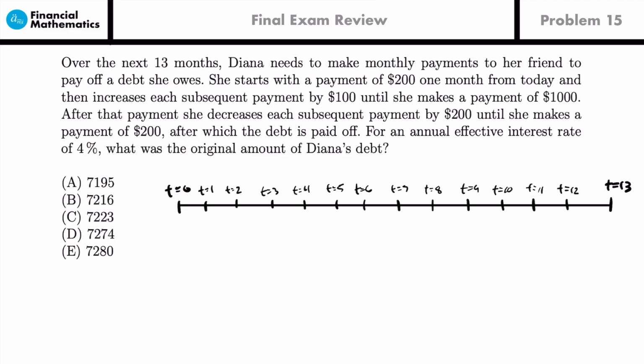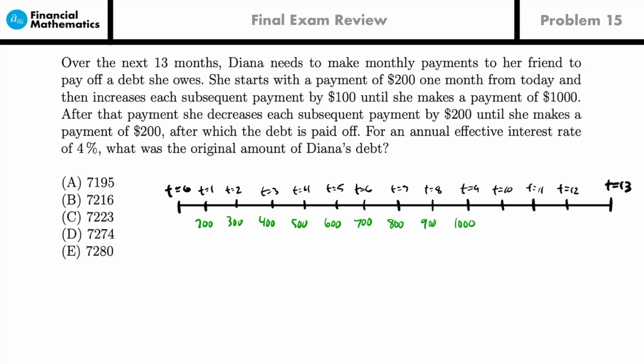And if we look at the payment structure here, it says Deanna starts with a payment of $200 1 month from today. So today would be time 0, which means we start with $200 at time 1. I'll write that in here. We have $200 at time 1. But then she increases each subsequent payment by $100 until she makes a payment of $1,000. So let's write out those payments. We'll have $300 at time 2, $400 at time 3, $500 at time 4, $600 at time 5, $700 at time 6, $800 at time 7, $900 at time 8, and $1,000 at time 9.